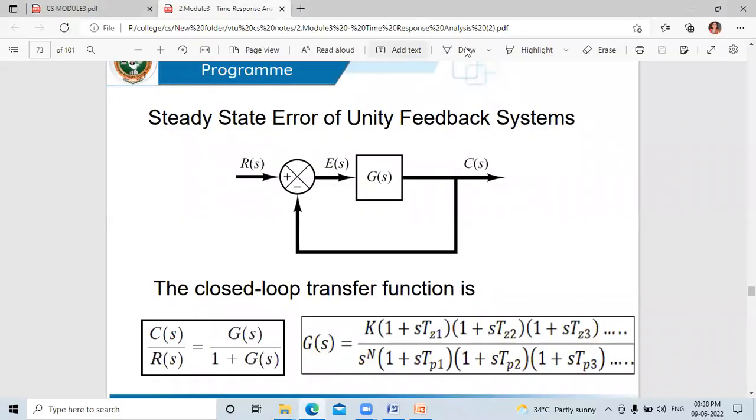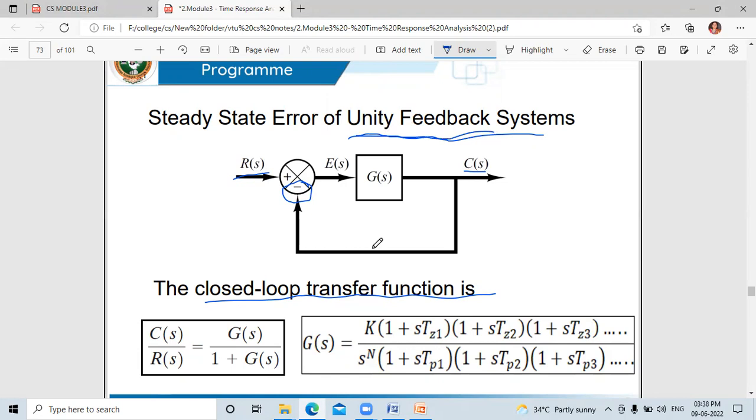So this is a steady state for the unity feedback system we are considering. This is a closed loop. R of S is input and C of S is output, G of S. The closed loop transfer function is C of S divided by R of S equals G of S divided by 1 plus G of S. It depends upon negative feedback or positive feedback. Here it is negative, so we have taken 1 plus G of S. We have not considered H of S because it is given as a unity feedback system.